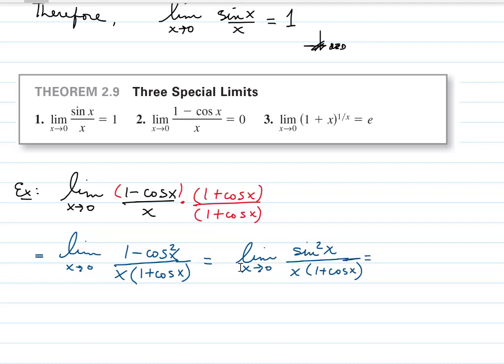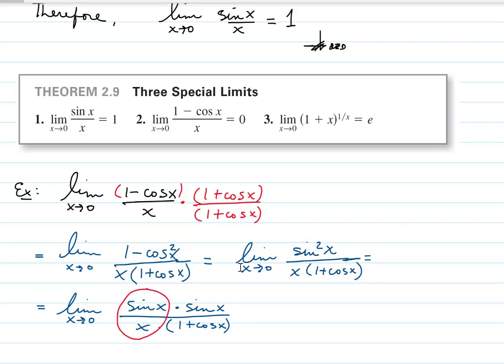Okay, so here's the trick. I'm going to go ahead and split this sine squared into sine x times sine x. I can do that because sine squared is just sine x times sine x. So I'm going to do sine x times sine x, and all of this is divided by x times (1 plus cosine x). Okay, notice how I purposely left this. I didn't distribute the bottom because I think you can see it now, right? You notice here we have the special limit that we just proved, and the other part is just going to be really easy to evaluate, right?